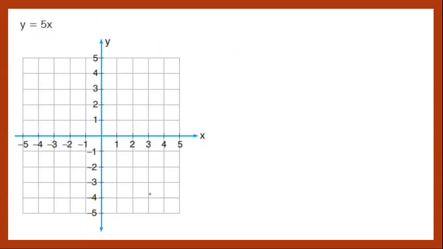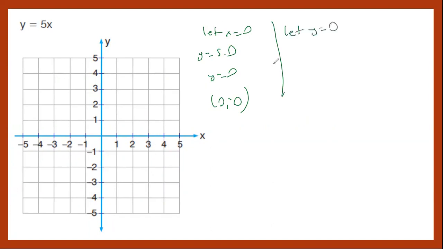You see, for some questions, Gia, you cannot use the intercept method, such as this question. Why? Because look, if you let x equal to 0, you are going to have y equals 5 times 0, y is 0. There is no problem. You get 0, 0. It's okay. But when you say let y equal to 0, that's the problem.